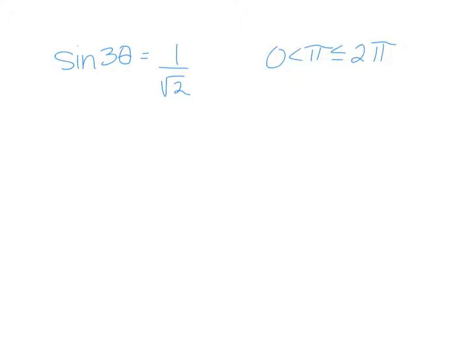This is the last one that we're going to solve today, and we're just going to solve it on that domain from 0 to 2 pi. Let's start by figuring out what angle has a sine of 1 over root 2. And the answer is pi over 4. But instead of saying theta is equal to pi over 4, it's 3 theta that we're solving for. So we're going to say that 3 theta is equal to pi over 4. That's actually the reference angle, but because it's positive, it's one of the solutions.